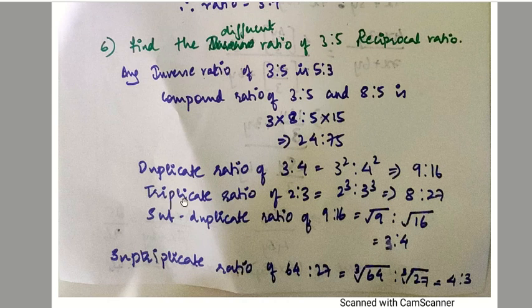And the fourth question is find the triplicate ratio of 2 is to 3. So when it is a triplicate ratio, you just cube it. 2 cube and 3 cube. So it is 8 is to 27.